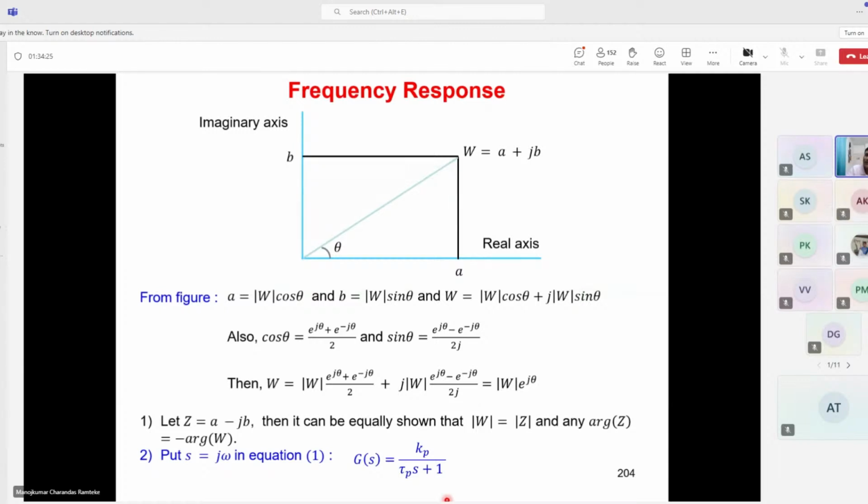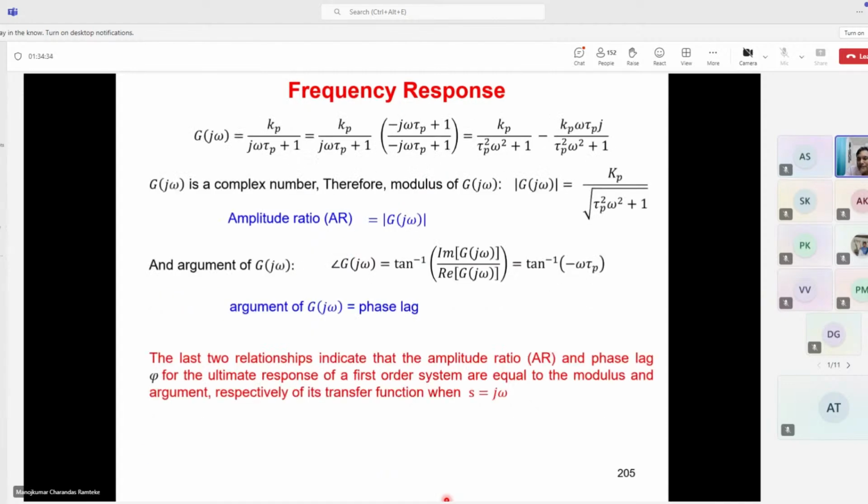There is a reason why s equals j omega. Here I have not proven it, but mathematically we can prove why s should be replaced by j omega. Maybe I can give you a qualitative reasoning here.